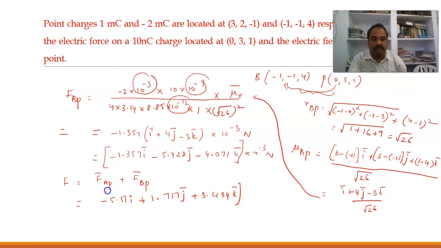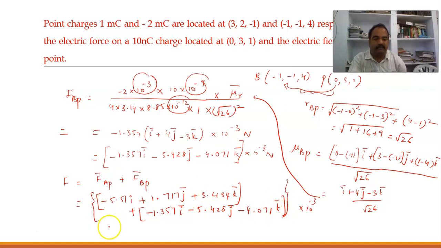plus what is this one? Minus 1.357 i minus 5.428 j minus 4.07 k, into 10 to the power of minus 3. For both of these, this factor is common. So this is your final answer. Whatever you are supposed to add, i vectors, j vectors and k vectors correspondingly.